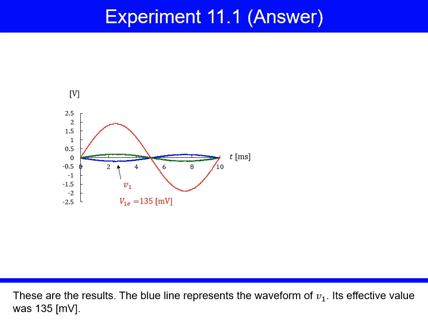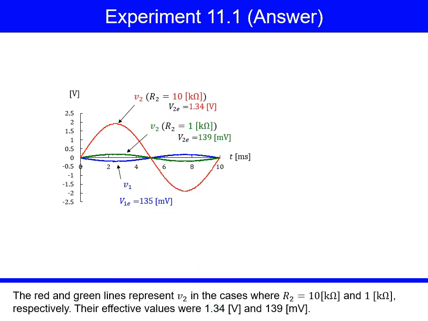These are the results. The blue line represents the waveform of V1. Its effective value was 135 millivolts. The red and green lines represent V2 in the cases where R2 was 10 kiloohms and 1 kiloohm respectively. Their effective values were 1.34 volts and 139 millivolts.